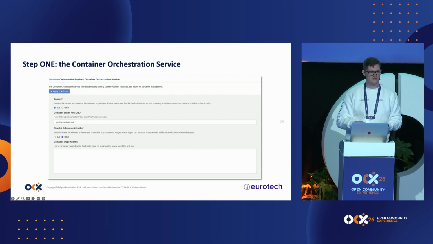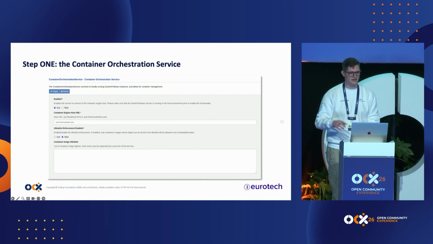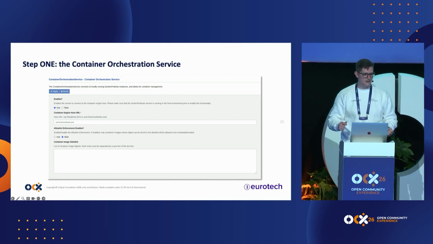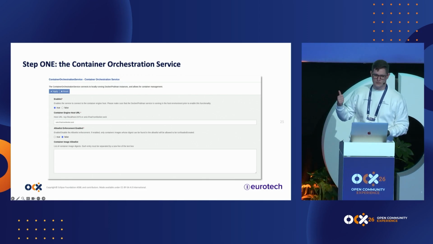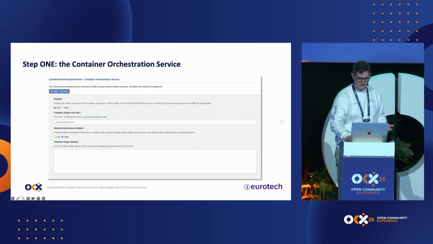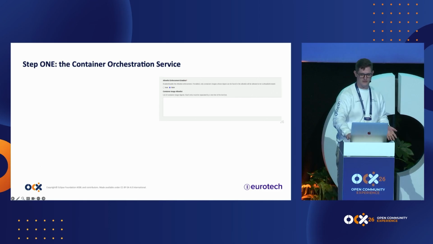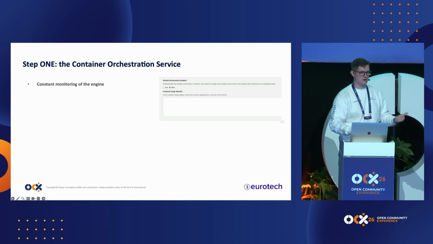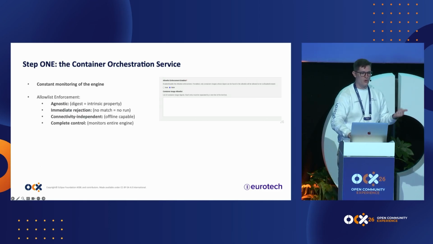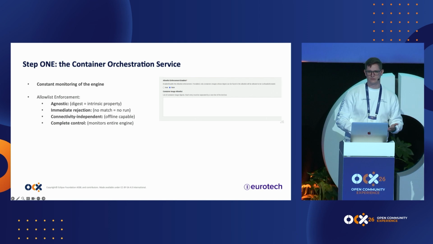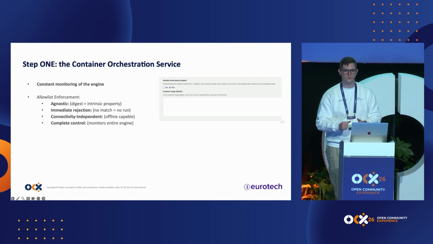So even if you run something from the command line interface, the event is caught, and of course the engine that you want to monitor. We added this second layer, the allow list enforcement, which starts from a simple idea. We have constant monitoring of the engine. We can use the digests to enforce, to be sure that the images that are running are the ones that we want.